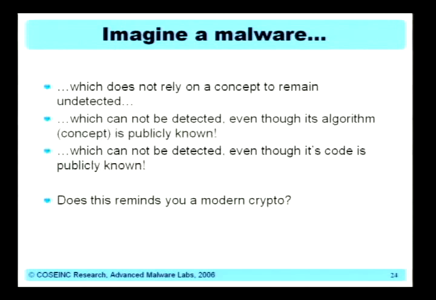So now imagine a malware which doesn't rely on a concept to remain undetected, which cannot be detected even though its algorithm is known. So how does it work? It's made publicly available, and we can go even a step further and imagine malware which would be undetectable even if its code is made public. This is something which reminds me of modern crypto. We know the crypto algorithms, but we cannot decrypt the message, right?